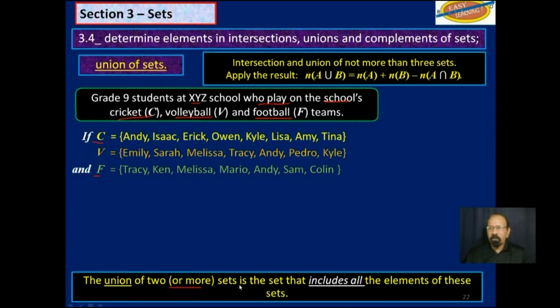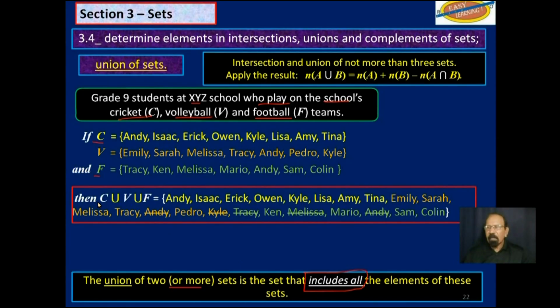Now remember, the union of two or more sets is the set that includes all the elements of these sets, listed once. So C union V union F would be Andy, Isaac, Eric, Owen, Kyle, Lisa, Amy, and Tina. That would be all of these. Now, Emily is not listed here yet, so we would list Emily. Sarah is not listed up there, so we'd list Sarah. We will also include Melissa here. Tracy is not listed yet, so we will list Tracy. Andy is already listed up here, so we will not list him. Pedro, we will list Pedro here. Kyle is already listed here, so we will not list him again.